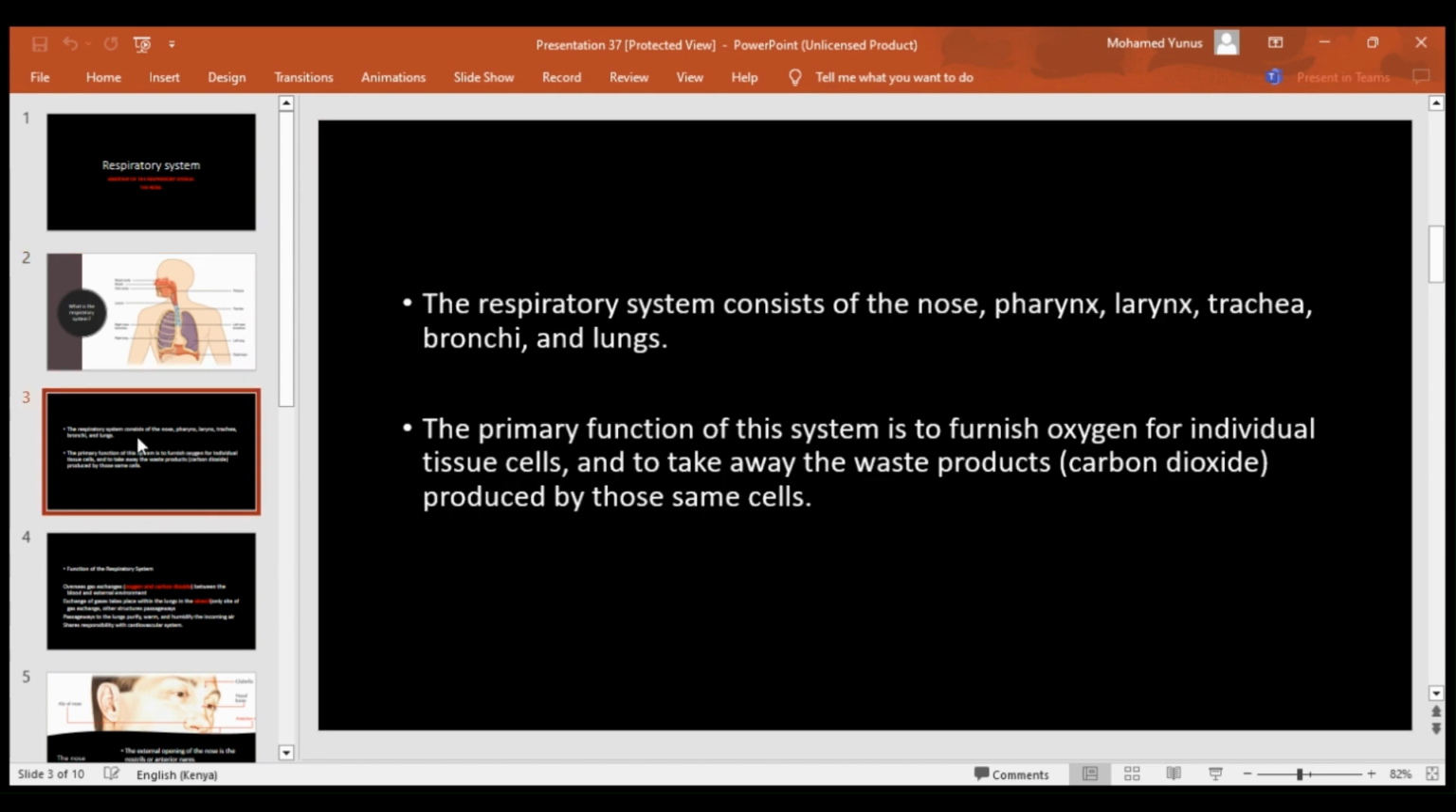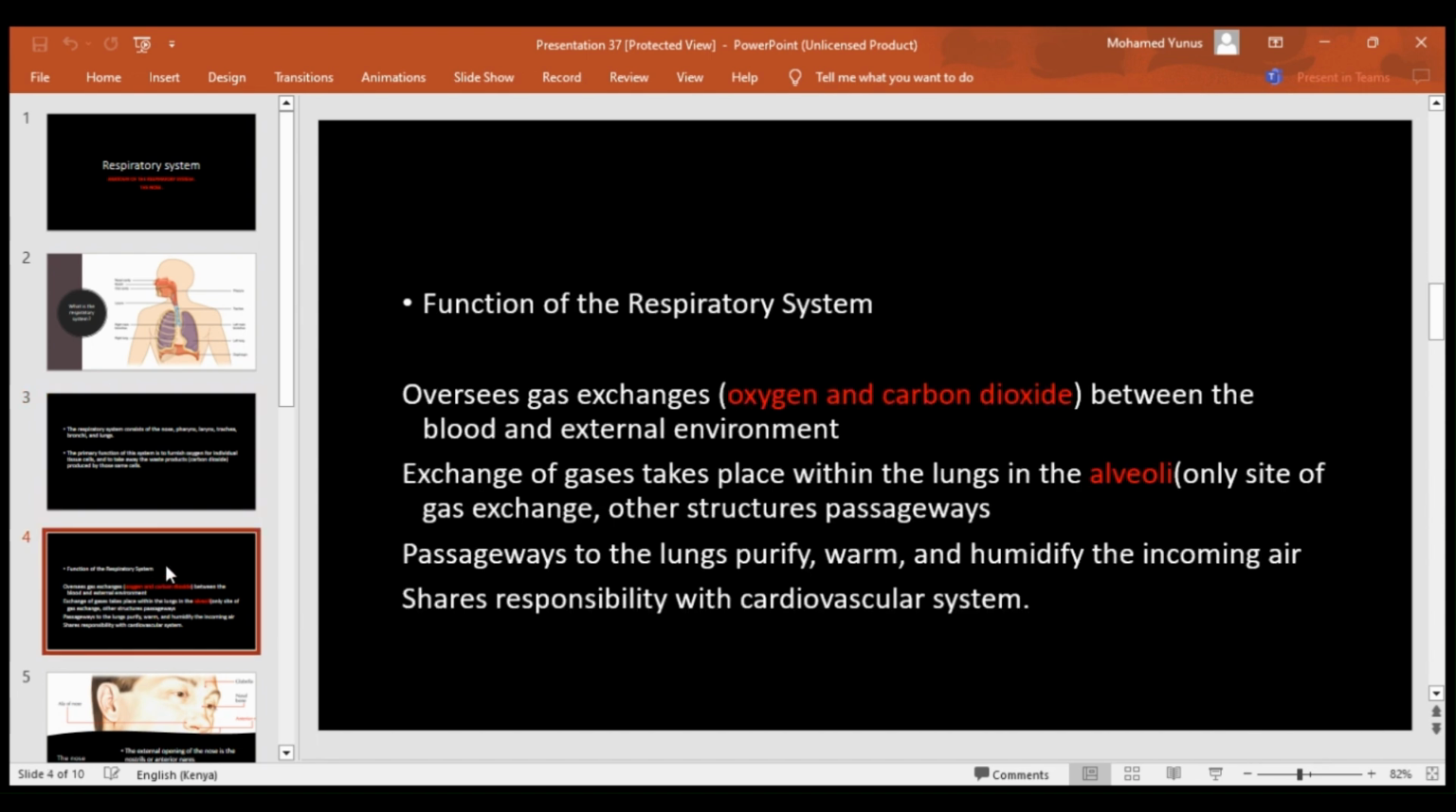The respiratory system consists of the nose, pharynx, larynx, trachea, bronchi, and the lungs, all those you've seen in the previous diagram. The primary function of this system is to furnish oxygen for individual tissue cells and to take away waste products. The waste product in play here is carbon dioxide, which is taken away from the tissue cells that just took in oxygen. After the oxygen has been used, carbon dioxide is removed as a waste product.